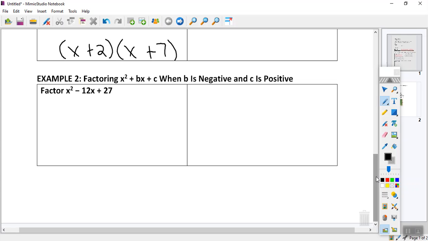Anybody think of those? Yeah. So negative 9 and negative 3 would work, wouldn't they, kids? Just help me out here. What's negative 9 plus negative 3, kids? Negative 12. What's a negative 9 times a negative 3? Positive 27. So if I was factoring, this would factor into, and the order doesn't matter, x minus 9 times x minus 3.